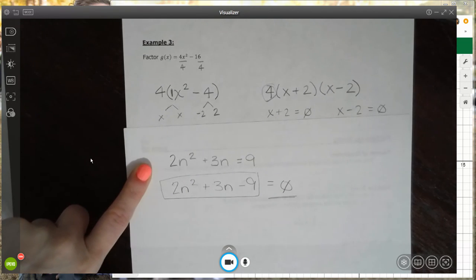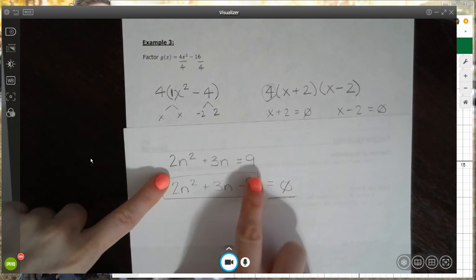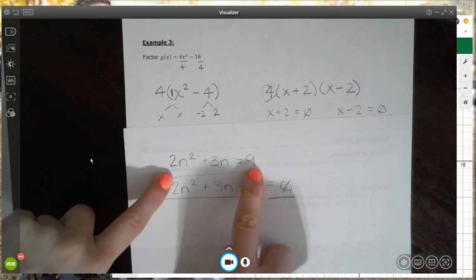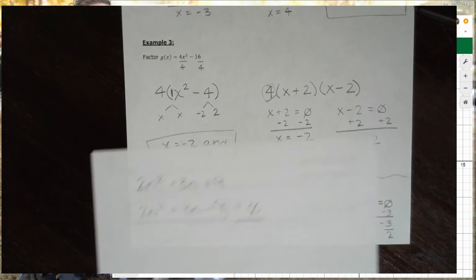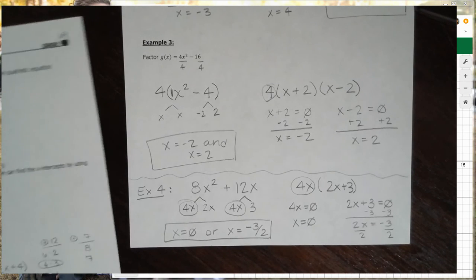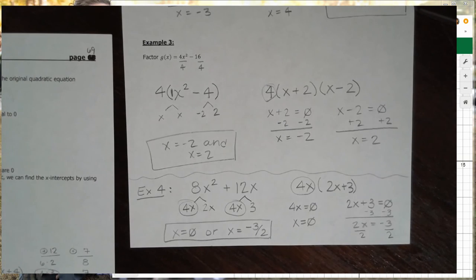Not every question is going to require some manipulation of your original quadratic, but some of them will. If you have any questions or concerns, or you feel a little confused, you're more than welcome to email me or send me a message. But as long as you're okay factoring, it's not that much more of a leap to get your roots.